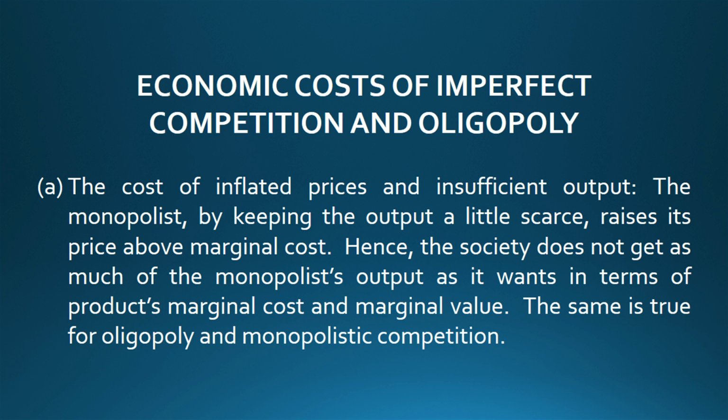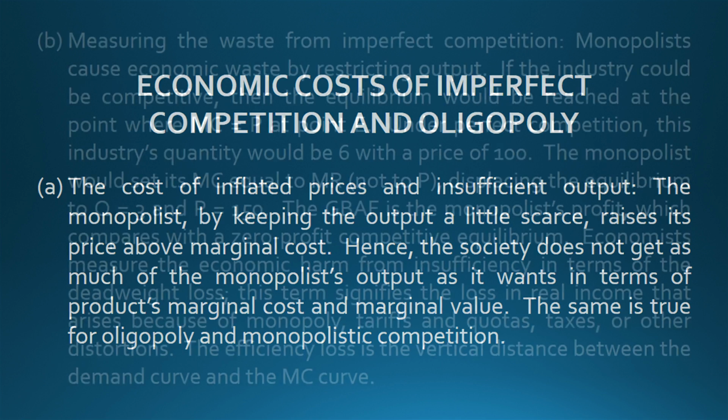Economic costs of imperfect competition and oligopoly. A. The cost of inflated prices and insufficient output. The monopolist, by keeping the output a little scarce, raises its price above marginal cost. Hence, the society does not get as much of the monopolist's output as it wants in terms of the product's marginal cost and marginal value. The same is true for oligopoly and monopolistic competition.